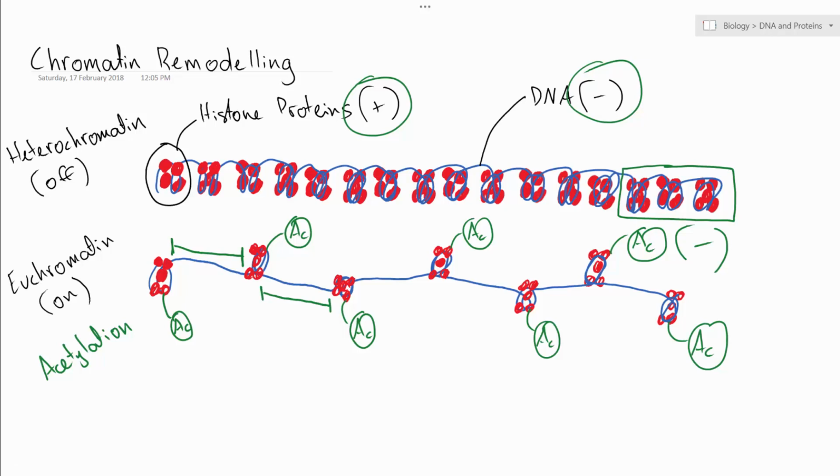So when acetyl groups aren't present, we get heterochromatin, which means histone proteins and DNA are tightly packed, and these genes, this segment of a chromosome, are turned off. Whereas when we have euchromatin, genes are turned on because the addition of acetyl groups means that the DNA becomes more spread out and it is accessible to RNA polymerase. The proteins can be transcribed, and overall those genes are going to be activated.